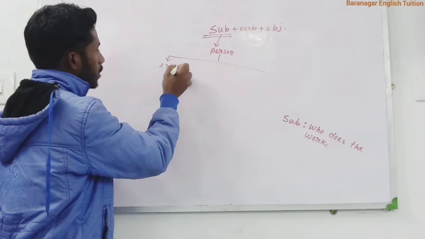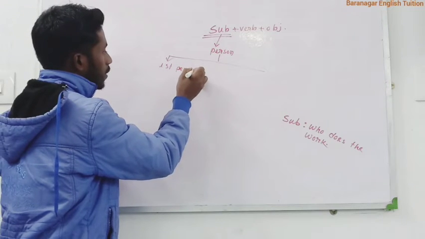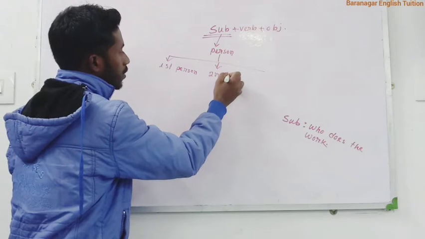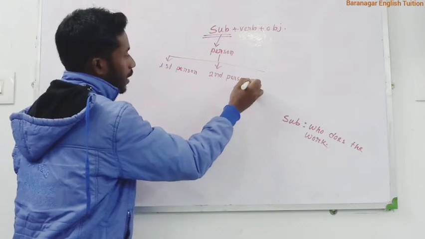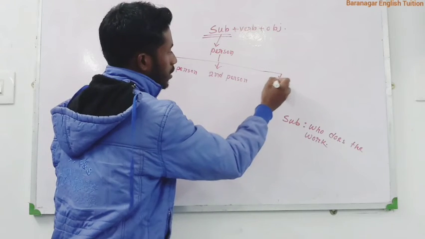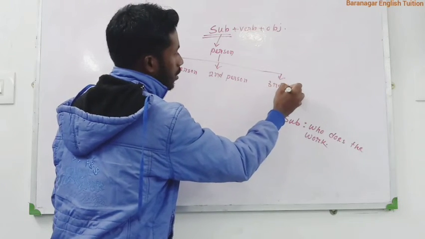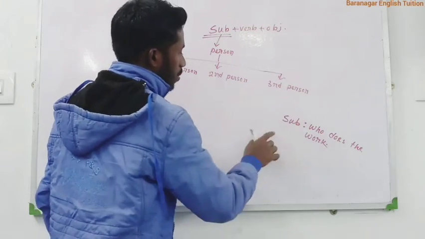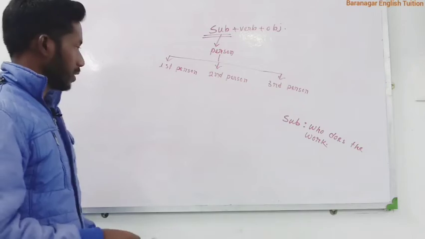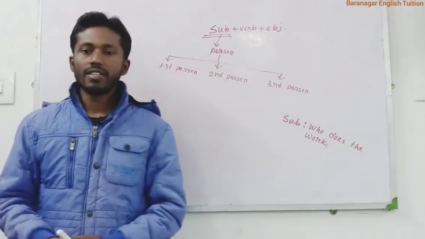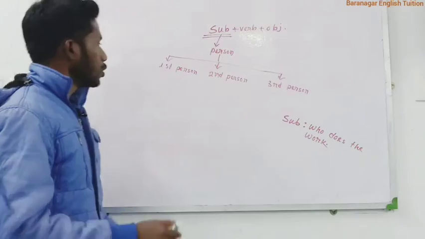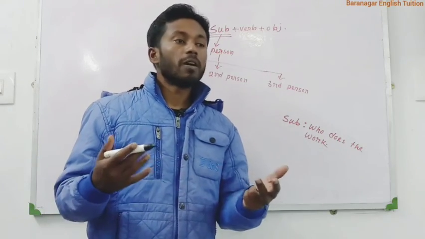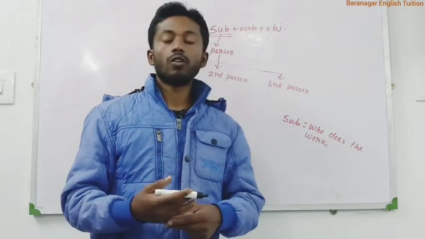First one is first person, second one is second person, and third one is third person. Okay, person. I'm erasing this one. I will see whether I need to erase it or not. Okay. So now you understand it nicely: which are the persons, and what the persons are.